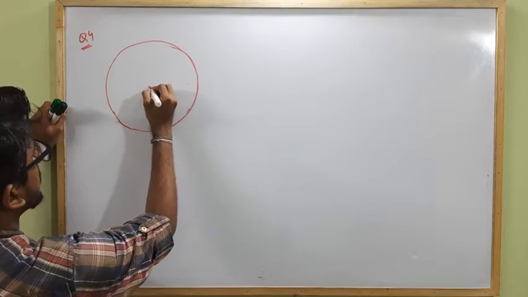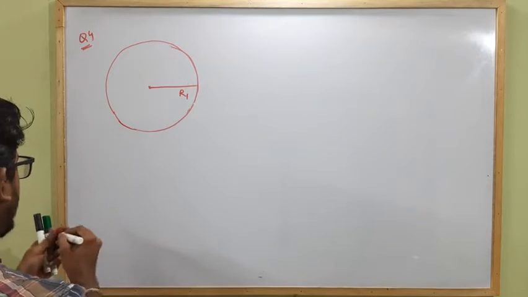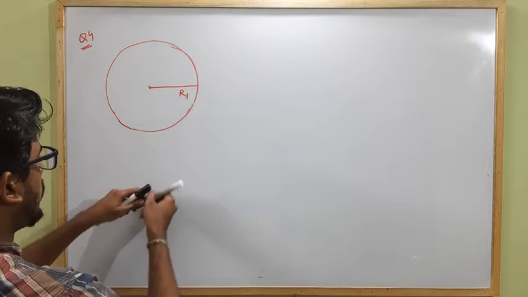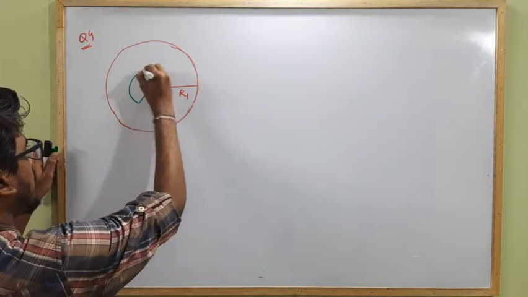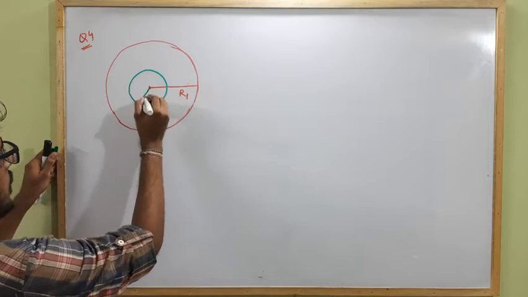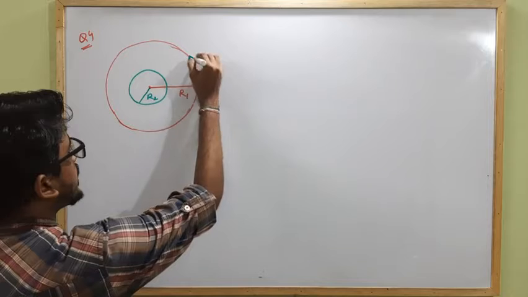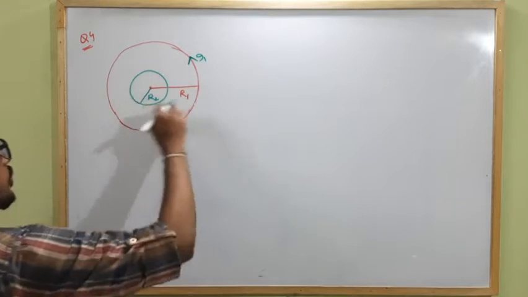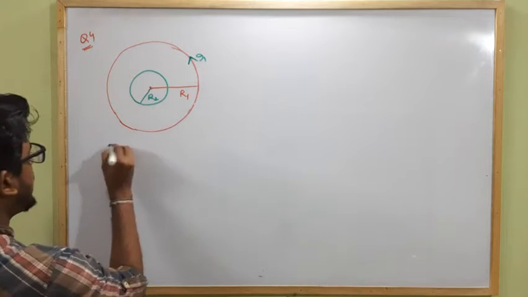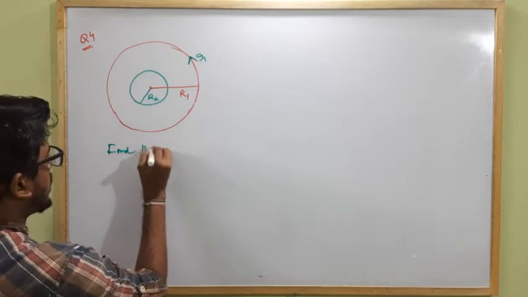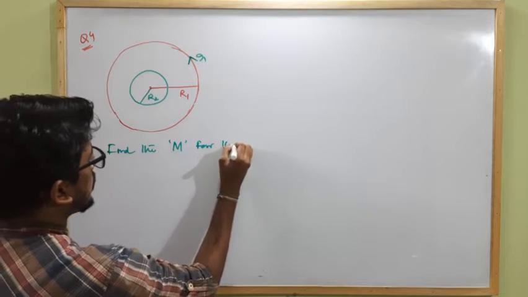And the radius of this coil is R1, and there is another coil within it, and its radius is R2. Clear? And current I1 is allowed to flow through this external coil of radius R1. So now find the coefficient of mutual inductance for these coils.